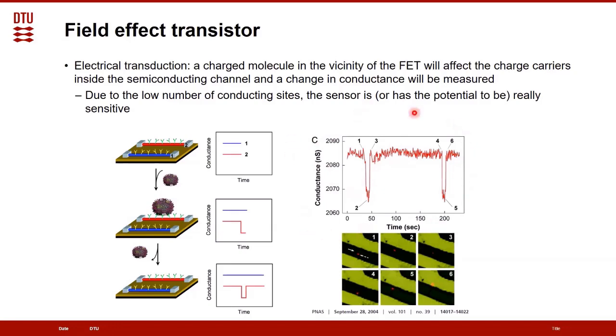This is a sensor that has the potential to be very, very sensitive, and indeed this is shown in this very nice work by Patolsky in 2004, where even a single virus particle that comes in the vicinity of a nanowire will change the conductance enough so that it can be measured. Here they show that one particle comes close and the change in conduction is seen, the particle moves away, and then a second particle comes and they see exactly the same change.